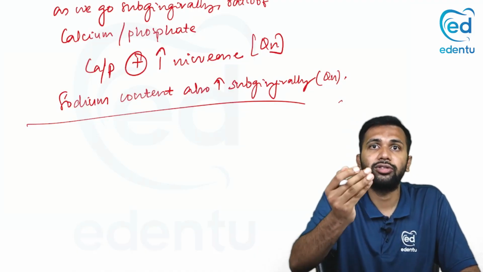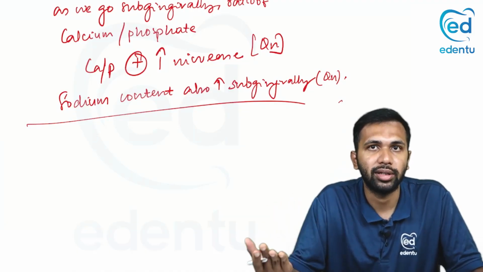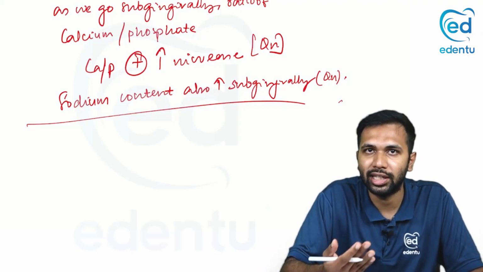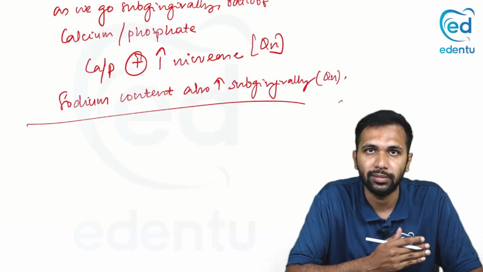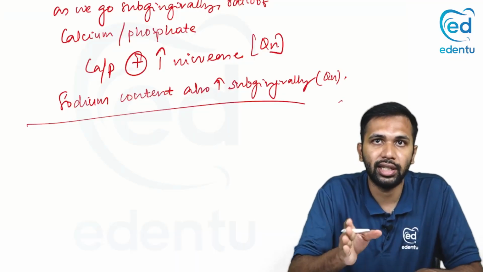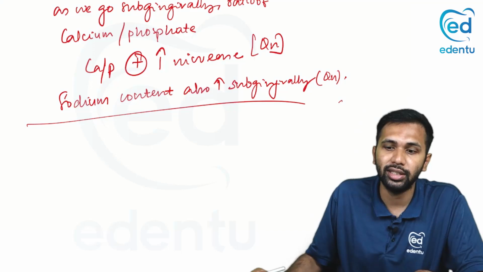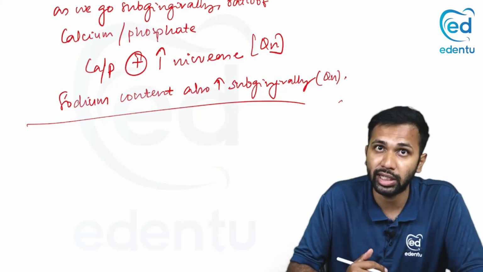That is, all of the following statements are true except. They can ask you: sodium content decreases as we go subgingivally; calcium to phosphate ratio is decreased or increased as we go subgingivally. To answer such questions, and these are the questions that mostly are expected from calculus, you have to know all these points that I'm making you write.